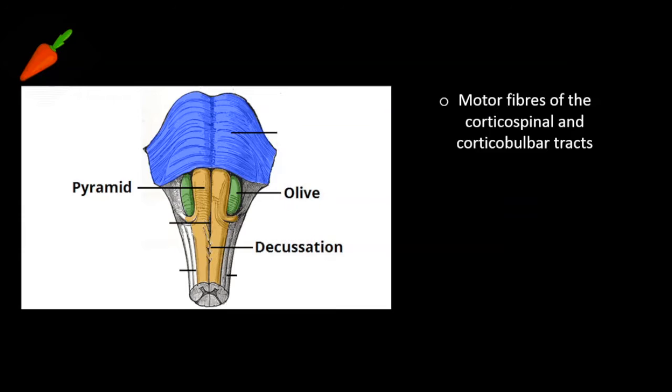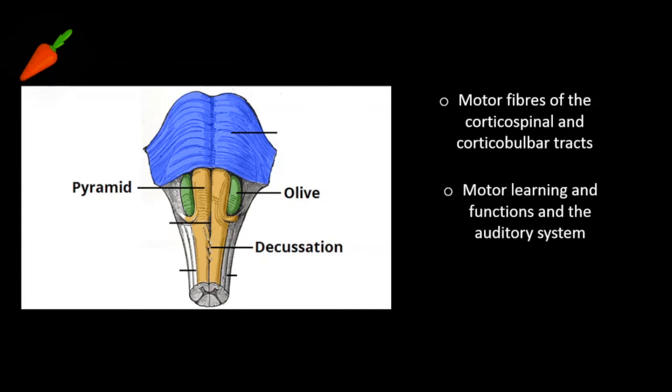The olives are oval structures located laterally to the pyramids and play a role in motor learning and functions, and also in the auditory system. The anterior median fissure extends along the entire length of the medulla, transitioning into the spinal cord. This area provides a groove which carries the anterior spinal artery.